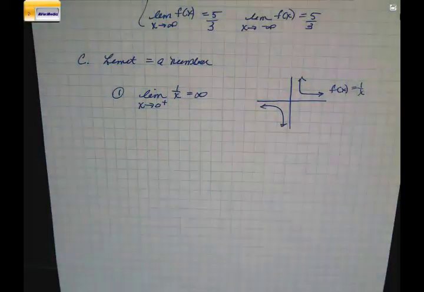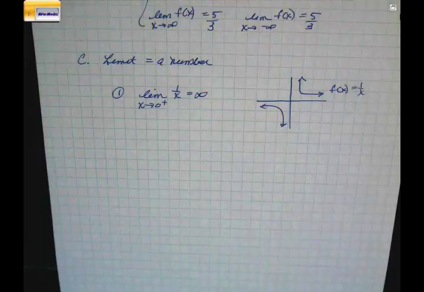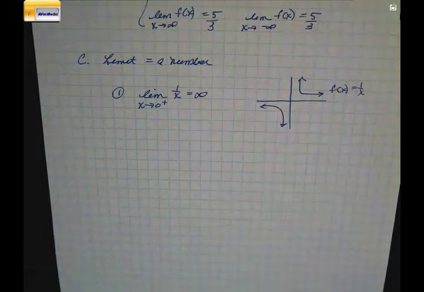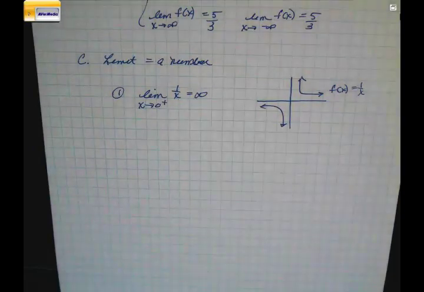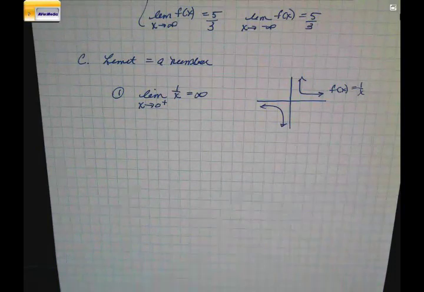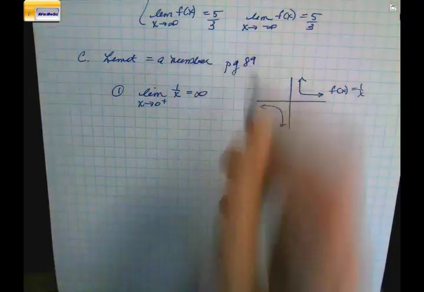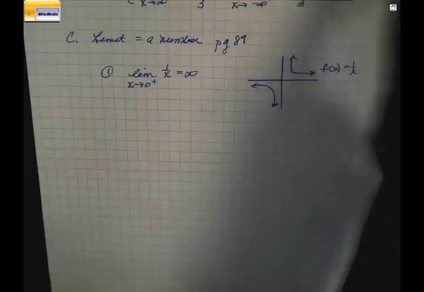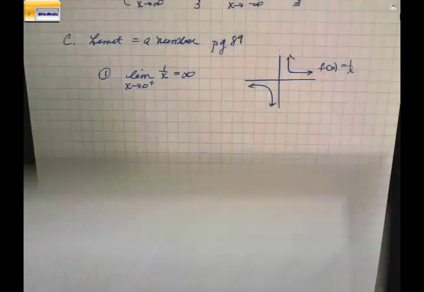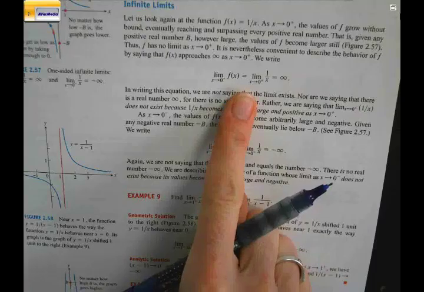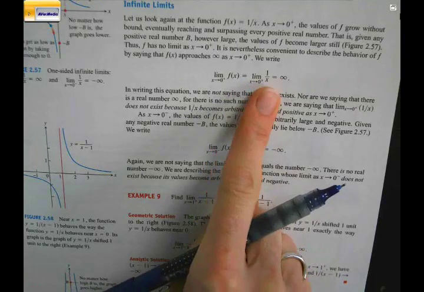And so then the book says, this is an interesting thought. Let me see if I can find it in the book. There it is on page 89. So they finally come in here and make a statement. They're doing this very thing we just did: as x is approaching 0 from the right, 1 over x equals infinity.